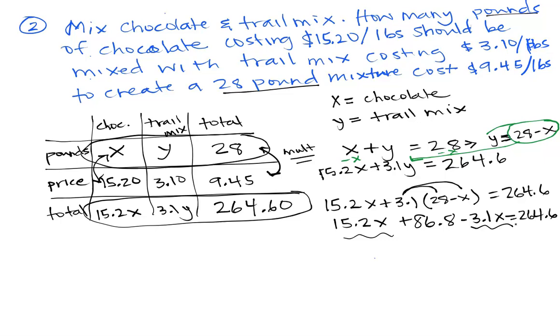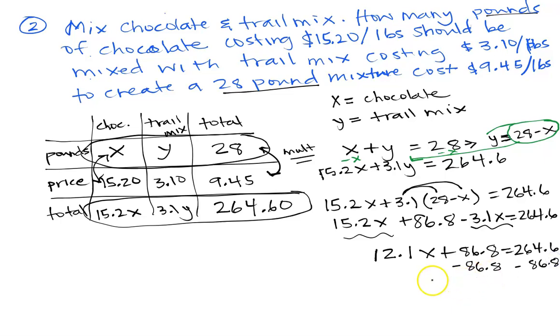All right, now we need to get our x's together. So 15.2 minus 3.1 is going to give us 12.1x. And then I still have this 86.8 equals the 264.6, and now we need to subtract the 86.8 over.